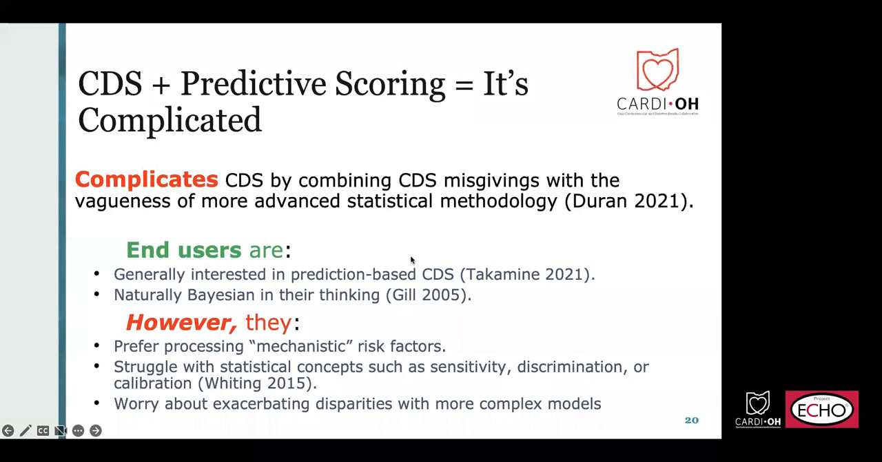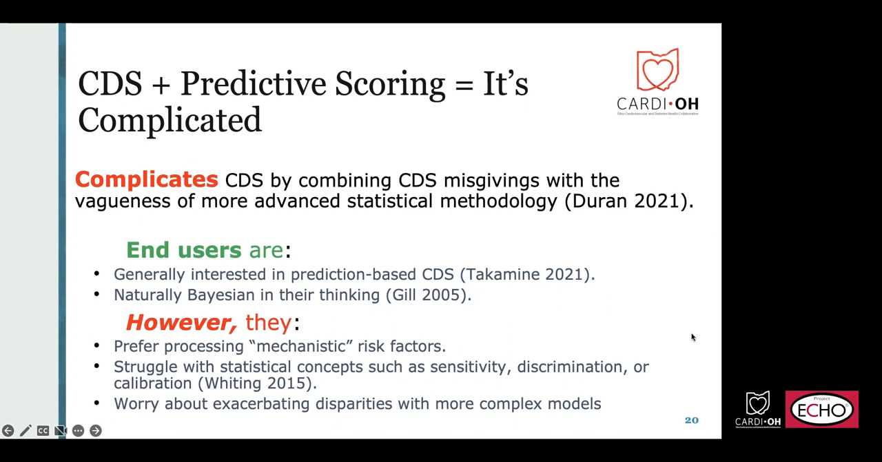clinicians or end users are generally interested in prediction-based CDS. They're naturally Bayesian in their thinking. They think about probabilities, but they still prefer processing mechanistic risk factors. So they want to know, for instance, in a risk score for stroke, that age makes sense. I mean, that's a logical one. So when there's an increase in that score, that makes sense to them, right?